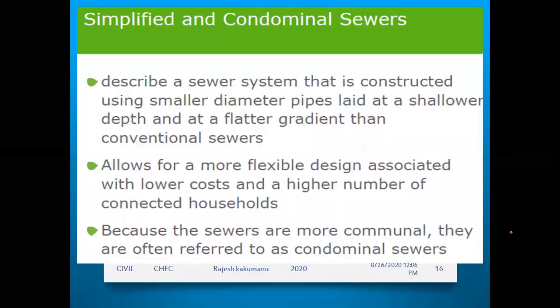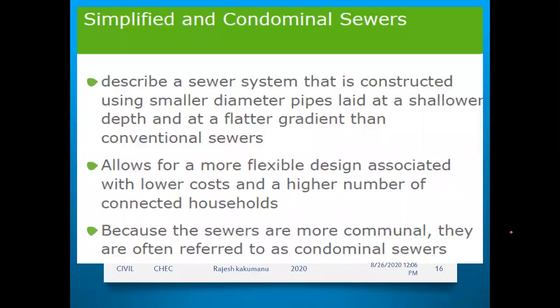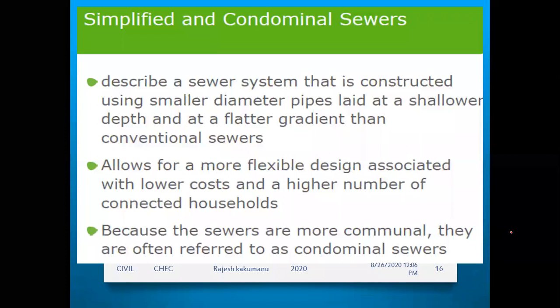Next, third one is simplified and condominal sewers. So it describes a sewer system that is constructed using small diameter pipes. So separate sewers flow, combined sewers flow, the pipes are very very large in diameter.